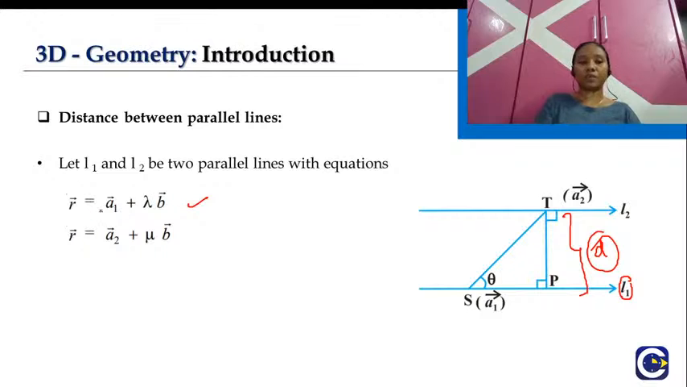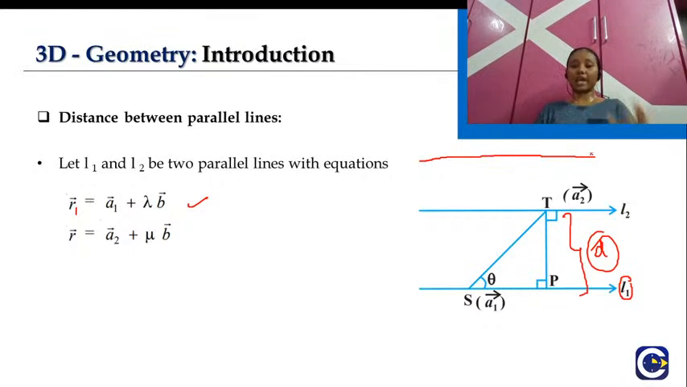The equation of line 1, let it be R1, is equal to A1 plus lambda into B bar. So what is B bar here? B bar is the vector of a line which is parallel to both the lines L1 and L2, because L1 and L2 are parallel to each other. If we take a line parallel to either L1 or L2, it's obvious that that particular vector will be parallel to both the lines L1 as well as L2. So the equation of line 2 is A2 bar plus mu into B bar. These two will be my equations of the two lines here.